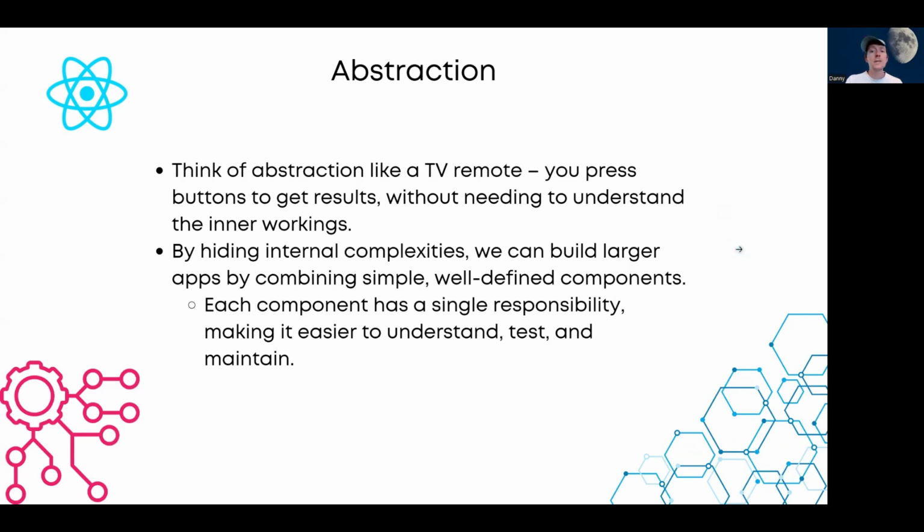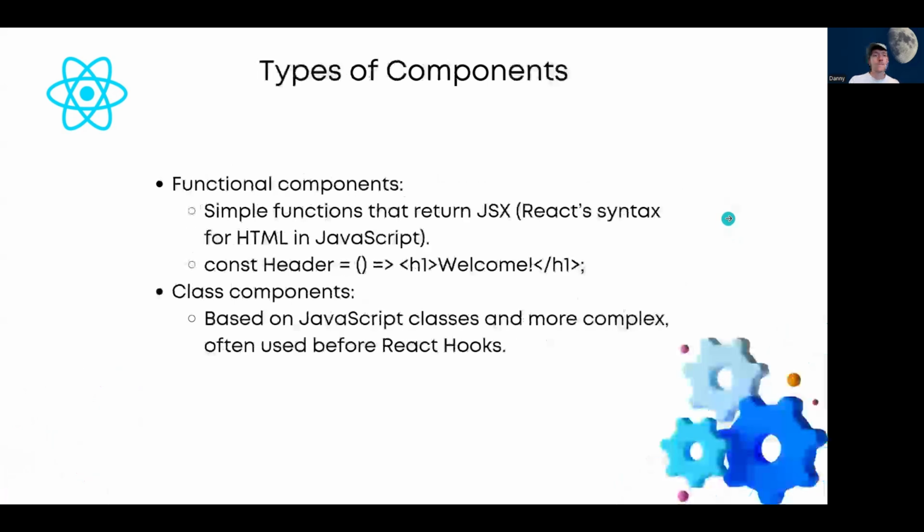Think of abstraction like a TV remote. You press buttons to get results without needing to understand the inner workings. By hiding internal complexities, we can build larger apps by combining simple, well-defined components. Each component has a single responsibility, making it easier to understand, test, and maintain.